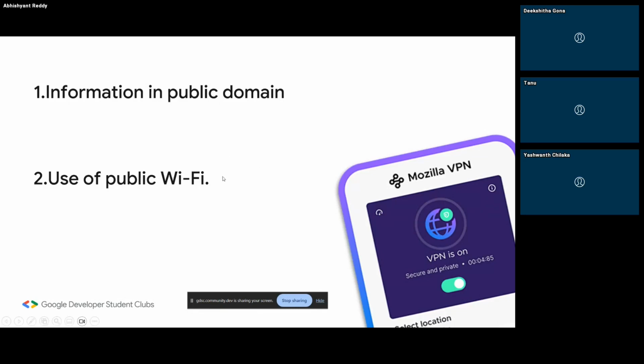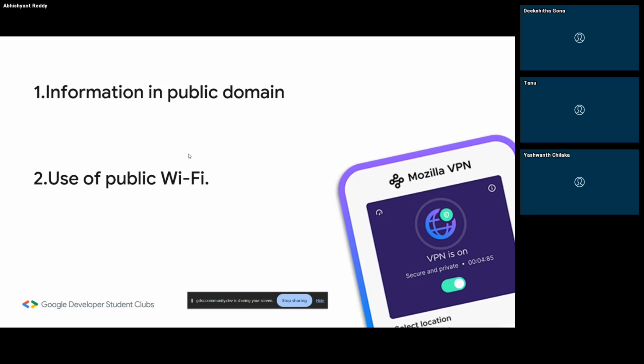So people who are mostly here and there use Wi-Fi at cafes, at airports, and every public Wi-Fi. So it's a very easy way to get your data breached, because it's a public Wi-Fi, and it's not very hard to access your data if you're using that Wi-Fi. So make sure that you don't log into any public Wi-Fi.